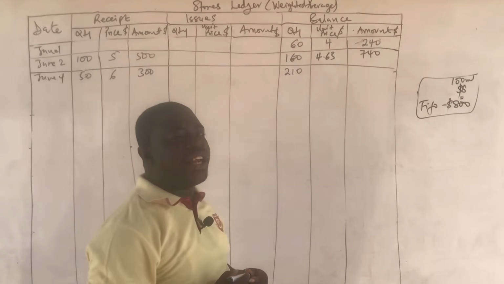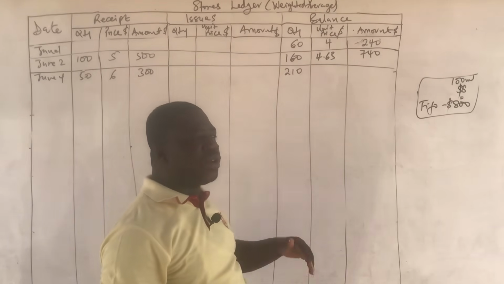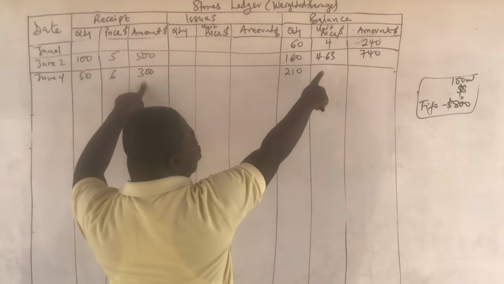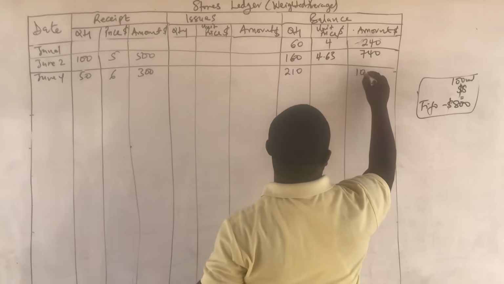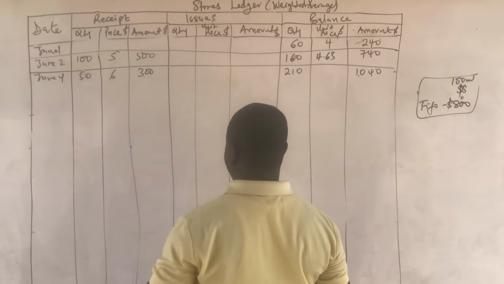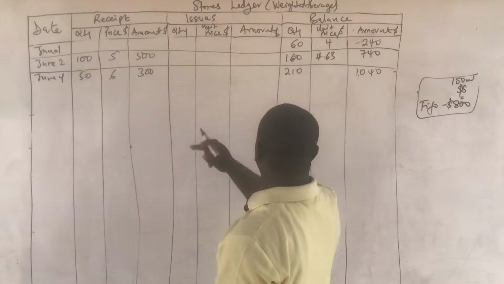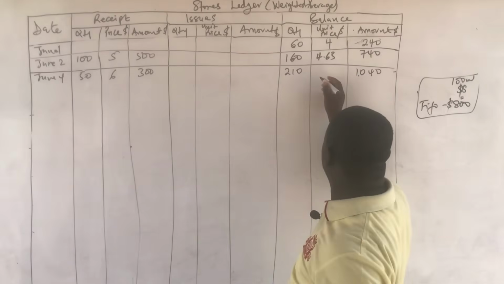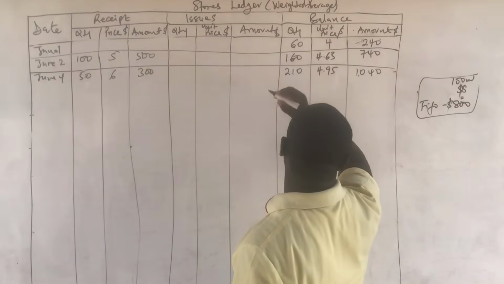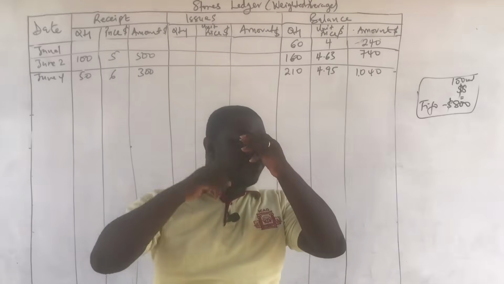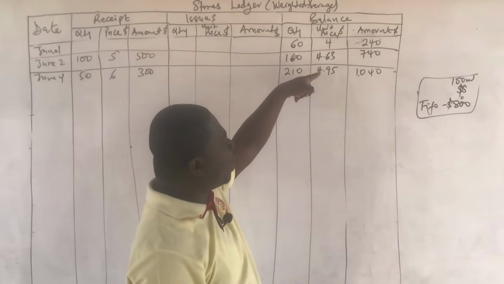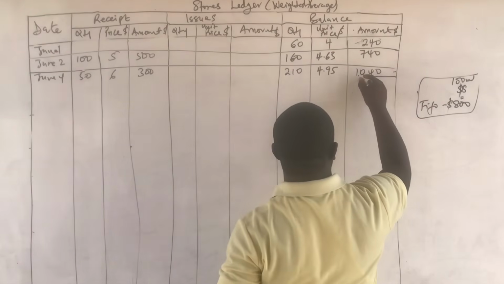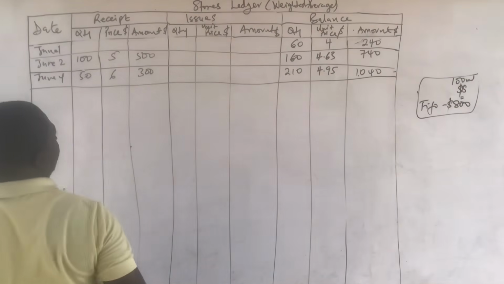So you see that with the weighted average, you just keep accumulating. You don't list each of them separately. So 210. Then you add the amount, $300 to $740 will give us $1,040. And then you divide 1,040 by 210. That is going to give you the unit price, and that is going to give us $4.95. So you see, as you receive more and more, the unit price continues to change because of the weighted average method. So you just shift it out like that.